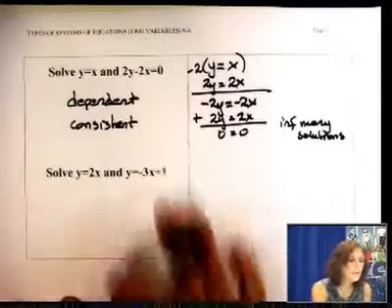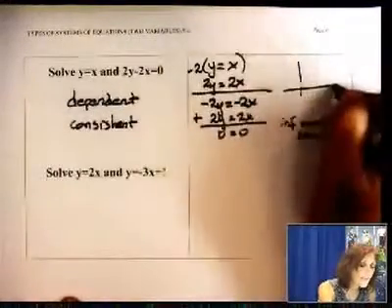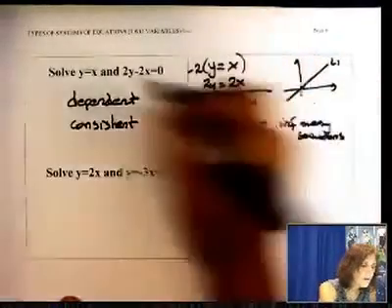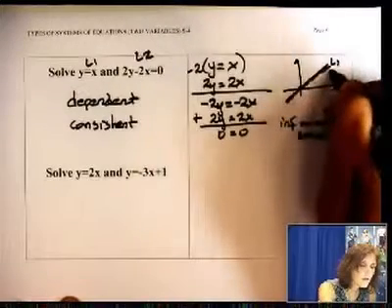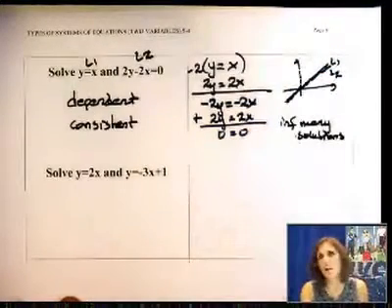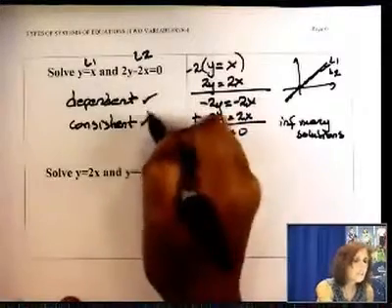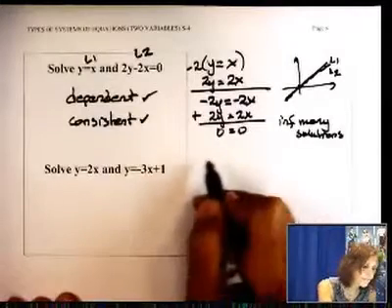Very good. Let's do the last one. Actually, those two graphs were on top of each other. The first one and the second one is on top of the first one. So they touch each other at infinitely many points. Dependent, consistent.